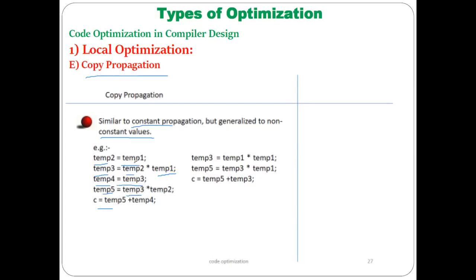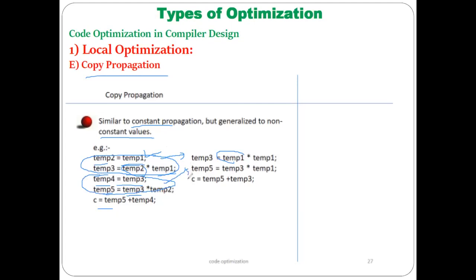So for these two expressions, the optimization will be performed like this: temp3 equal to temp1 into temp1. What? Temp3 equal to temp1 into temp1. Okay, what is the reason behind that? Because you have already assigned temp1 to temp2. So instead of writing temp2 here, you can directly write temp1. Understood?